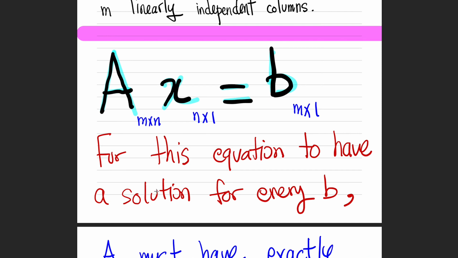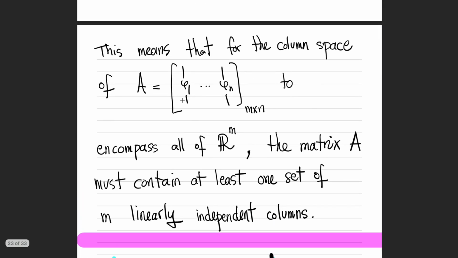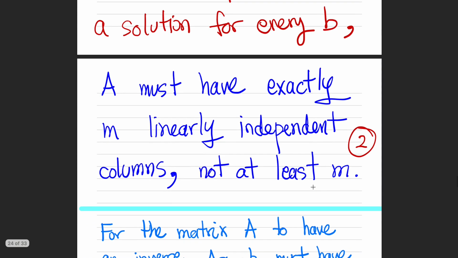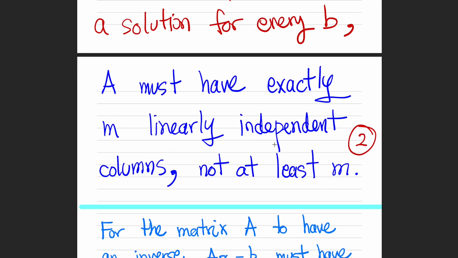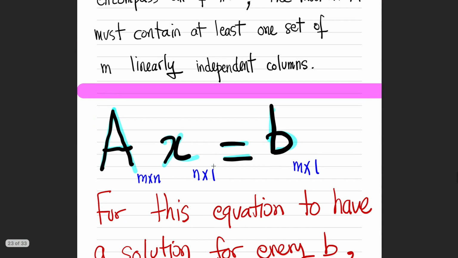Okay. So coming back to this linear equation, Ax equals b, for this equation to have a solution for every b, that means that the column space of A must encompass all of Rm, because we're saying it for any b. A must have exactly m linearly independent columns. Okay, not at least m.